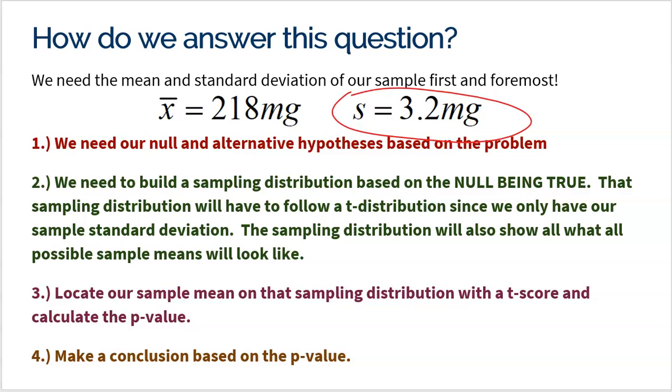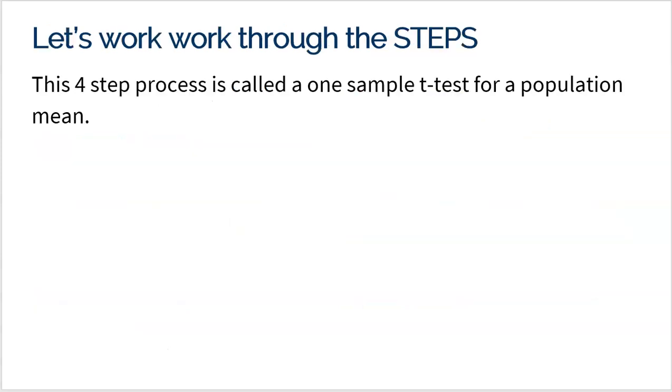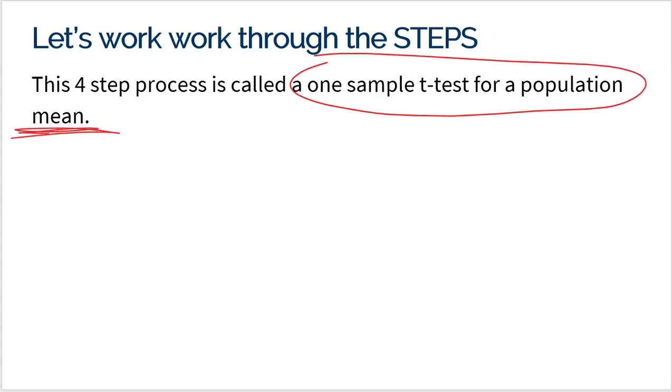And we're going to have to calculate the p-value for our data. And then with that p-value, we can make a decision. All right. So let's work through all the steps. Again, this is a 4-step process. This is called a one-sample t-test for a population mean. So it's a t-test because we're using a t-distribution.